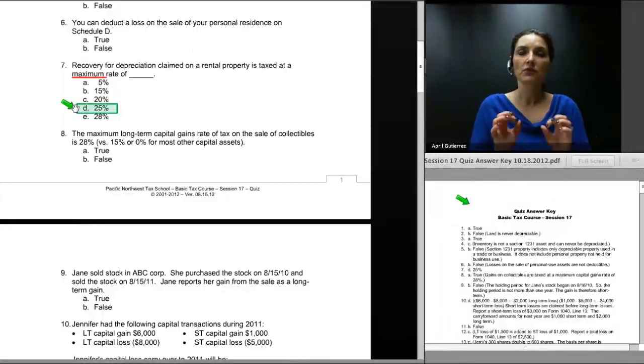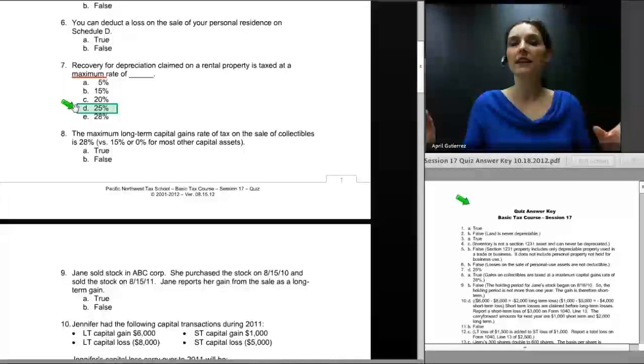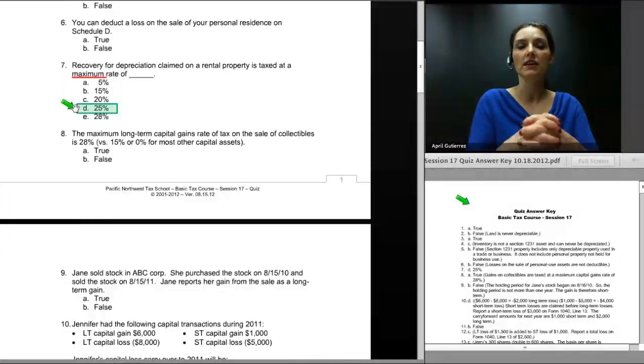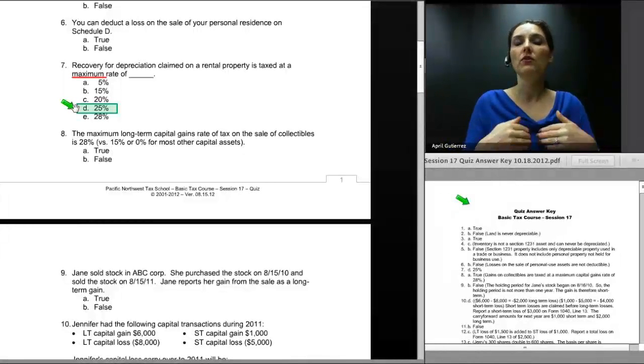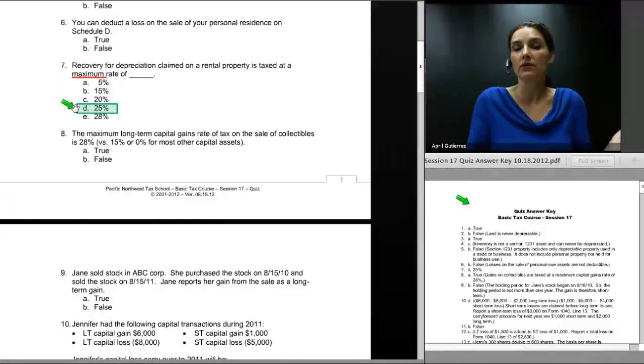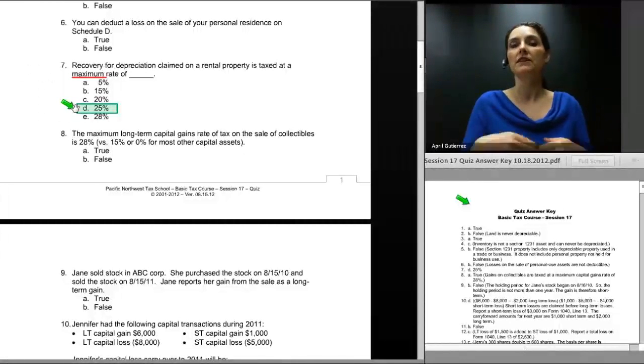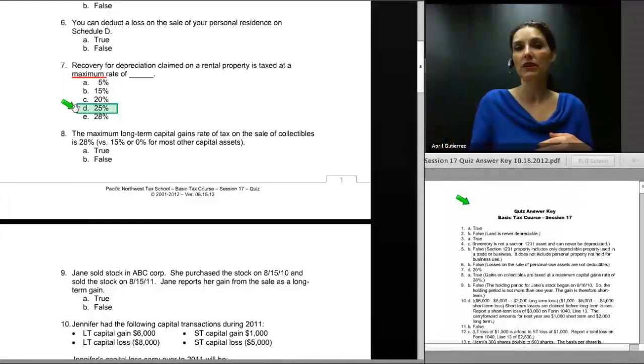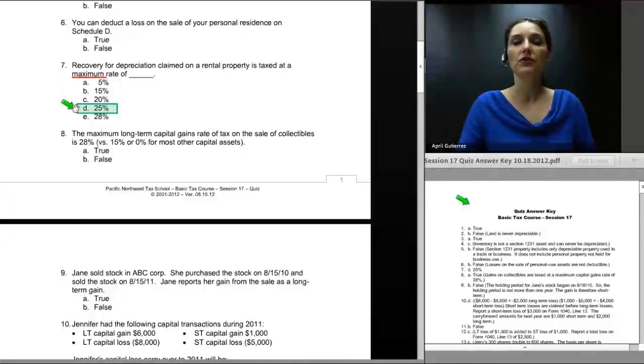Now, I did want to point out that 25% does not mean that 100% of the recovered depreciation is taxed at 25%. Rather, 25% is the maximum rate at which depreciation would be taxed. So you have to look, of course, at a person's tax bracket. If a person is only in the 10 or 15% tax bracket, it doesn't mean that if they sell real estate, they're going to get taxed at 25% on the recovery of depreciation. What it means is that the highest rate that would ever apply to recovered depreciation on the sale of real estate is 25%, and therefore we refer to that rate or recovery rate as a 25% rate, and that makes D the correct answer to question number 7.